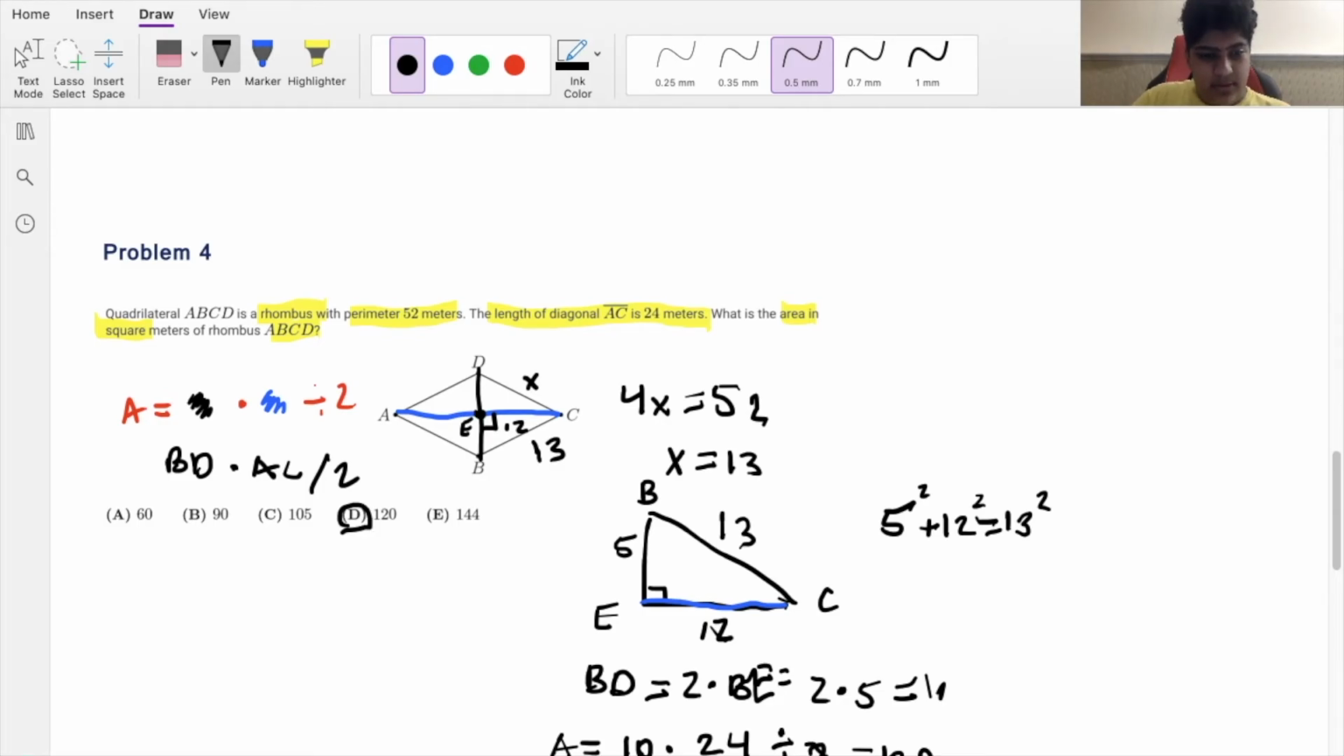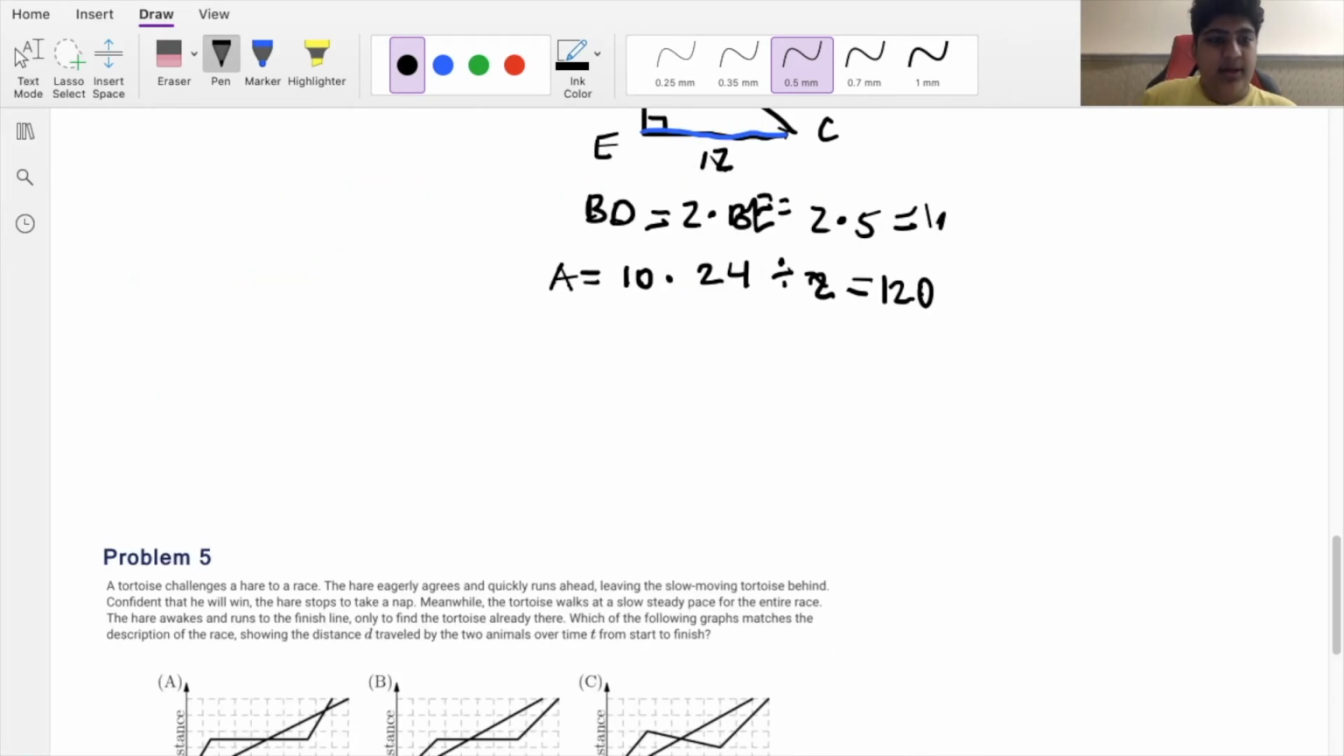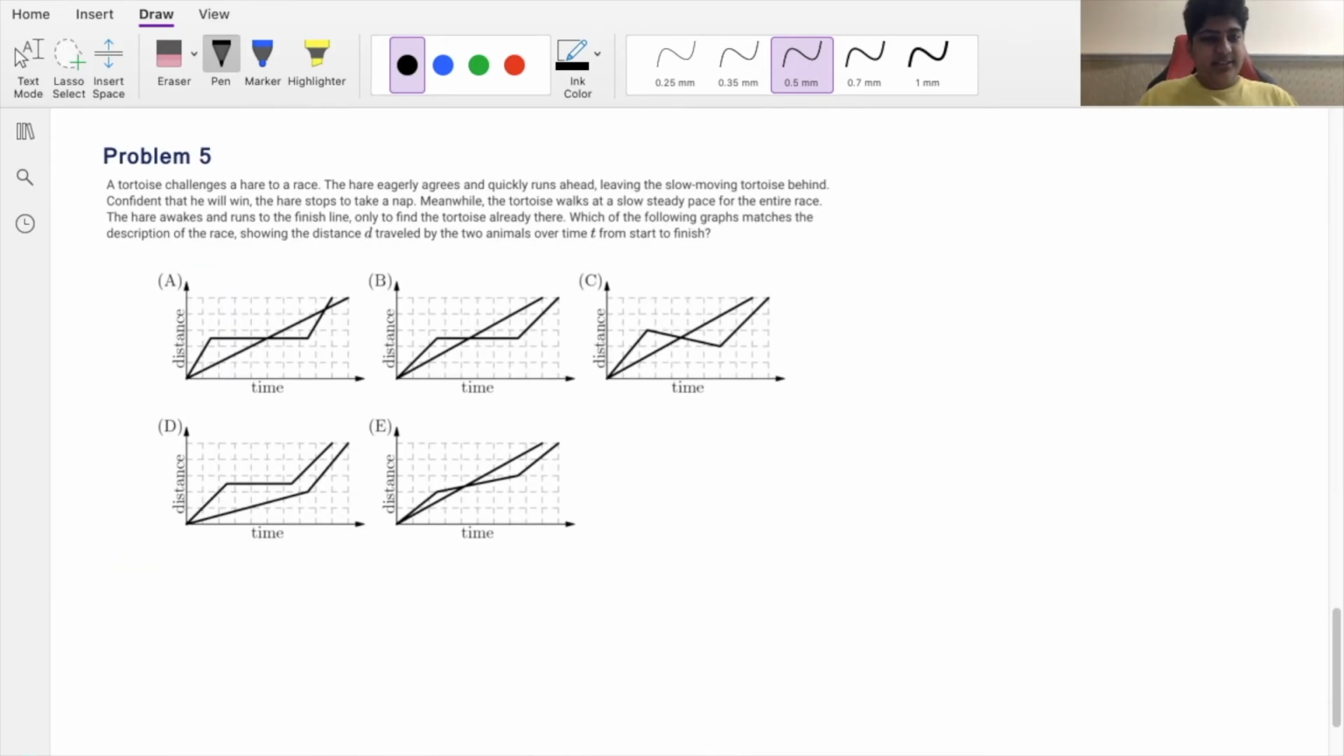move on. Now, here's our final problem with the set. A tortoise challenges a hare to a race. The hare eagerly agrees and quickly runs ahead, so we know that the hare was ahead of the tortoise, leaving the slow-moving tortoise behind. Confident that he will win, the hare stops to take a nap, so we have to note that he stops. Meanwhile, the tortoise walks at a slow, steady pace, so slow, steady pace, steady is the important keyword, for the entire race.